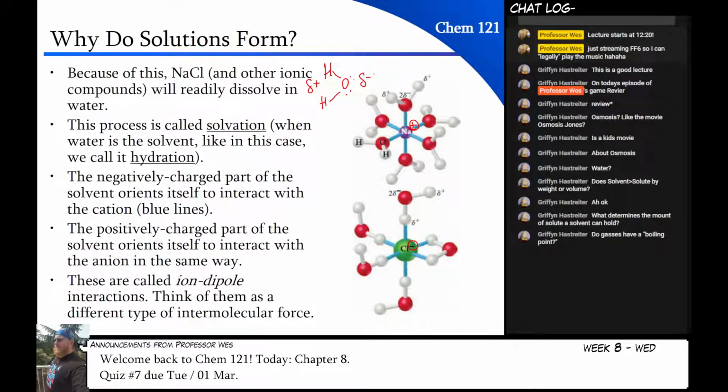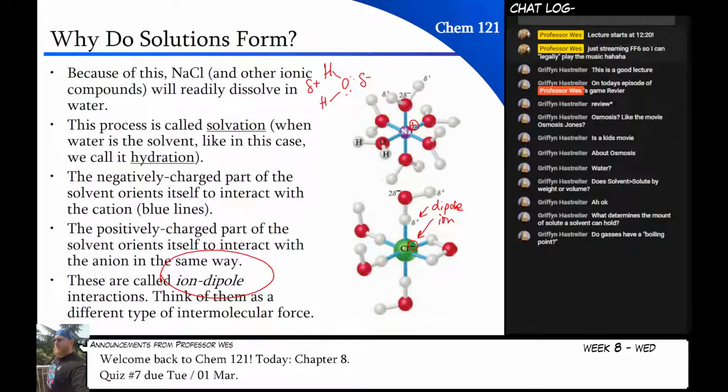This specifically is called hydration when water is the solvent. For other solvents, we call it solvation. Now, this interaction is called an ion-dipole force because we have an ion and a dipole that interact. And you could just think of this as an intermolecular force that's better than regular intermolecular forces that we discussed. It's sort of the between state of ionic bonding and dipole-dipole.